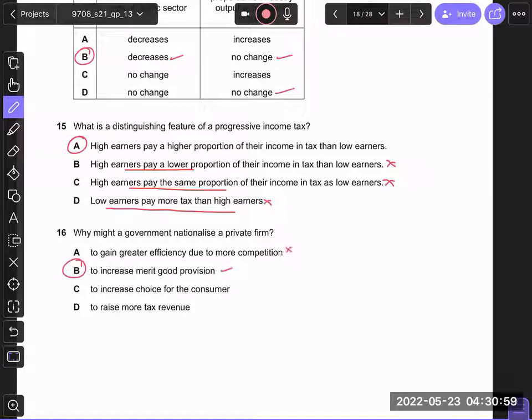Competition कम होगा nationalization से, choices भी consumer के पास कम हो जाएंगी most probably, because if they start operating as a monopoly, and tax revenue कम होगा, public expenditure बढ़ेगा.